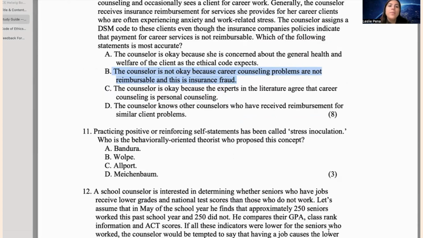Next, practicing positive or reinforcing self-statements has been called stress inoculation. Who is the behaviorally oriented theorist who proposed this concept? That is Wolpe. I don't know if I'm saying his name wrong or right, but he has to do with stress reduction. He has to do with systematic desensitization. And yeah, he's a behavioral theorist. Bandura is social learning theory. Meichenbaum, I believe he is a family theorist, and I can't think of Allport at the moment. But the answer to this one is B.